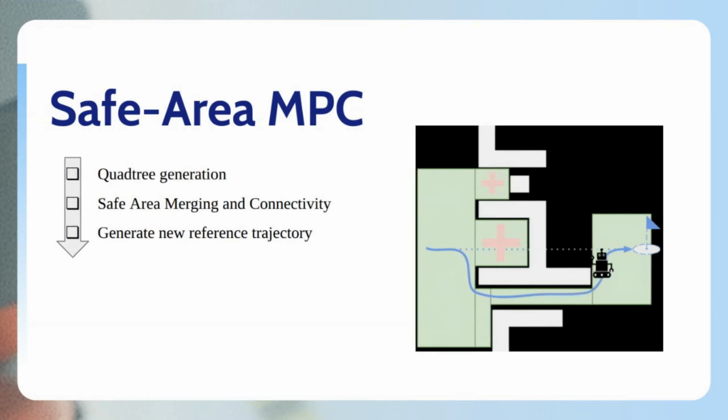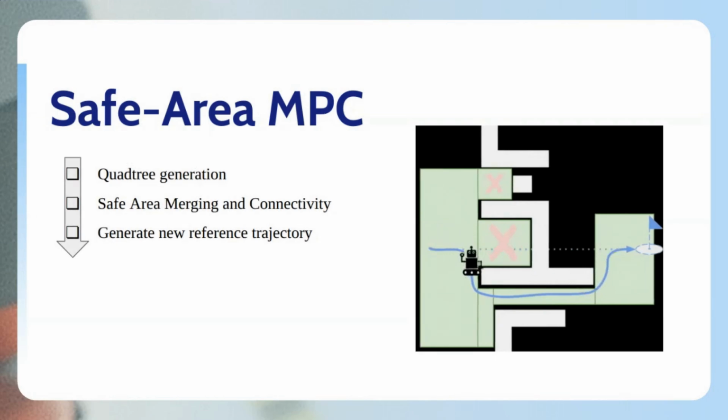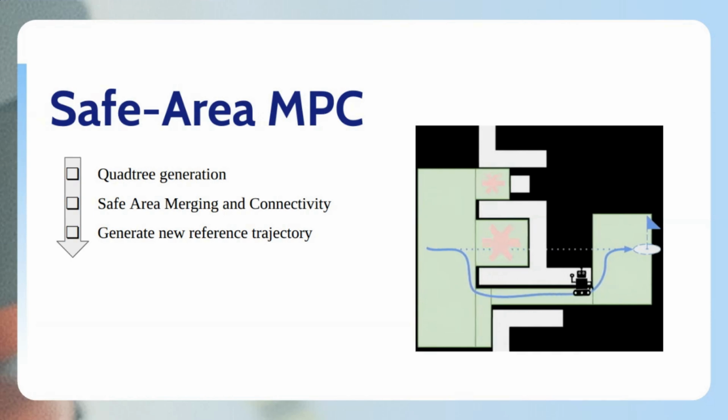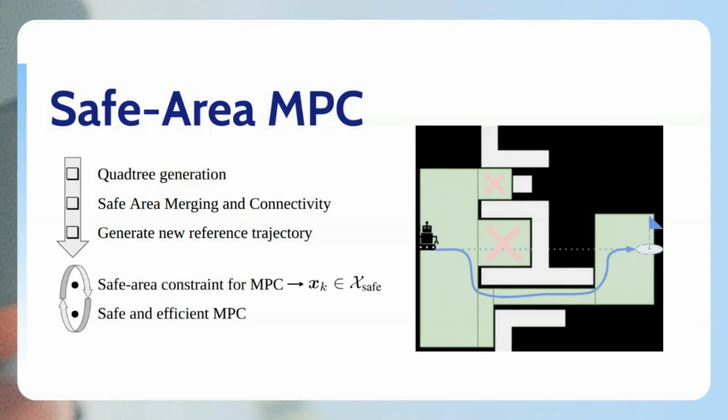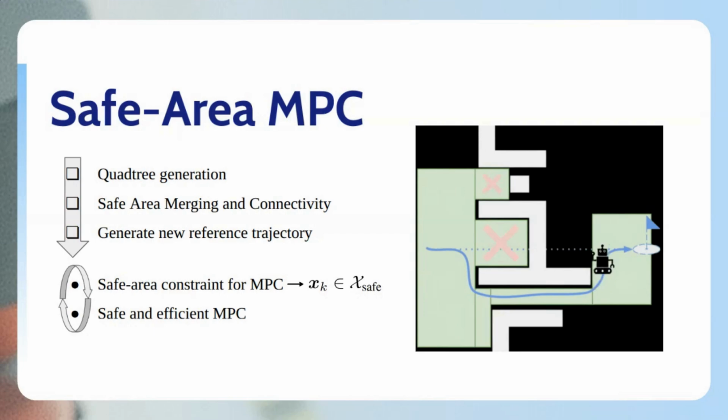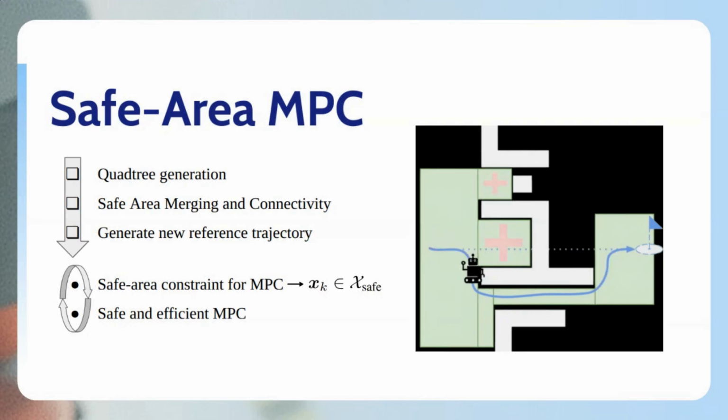First of all, we generate the quadtree of the occupancy map and merge safe areas for stable and efficient navigation. We also check the connectivity so that only safe areas leading to the goal position are considered. Then, we calculate both a new reference trajectory and new constraints for MPC, which gives us the final safe area MPC formulation.